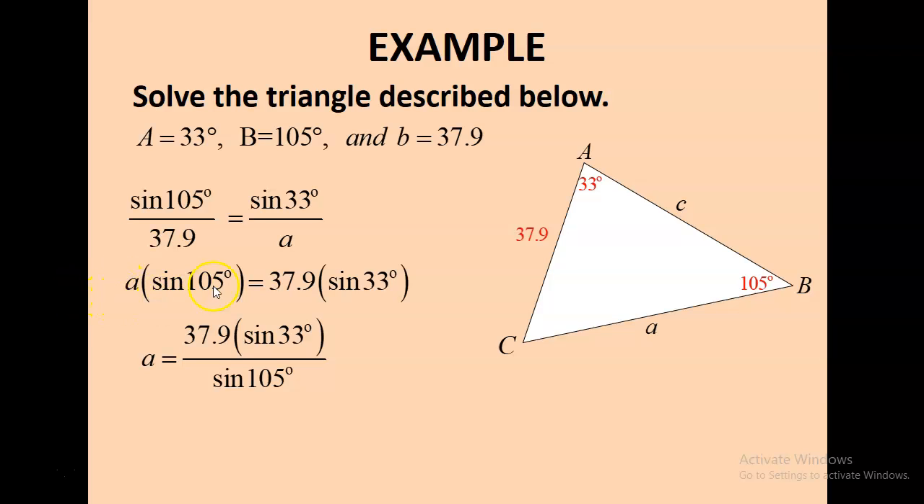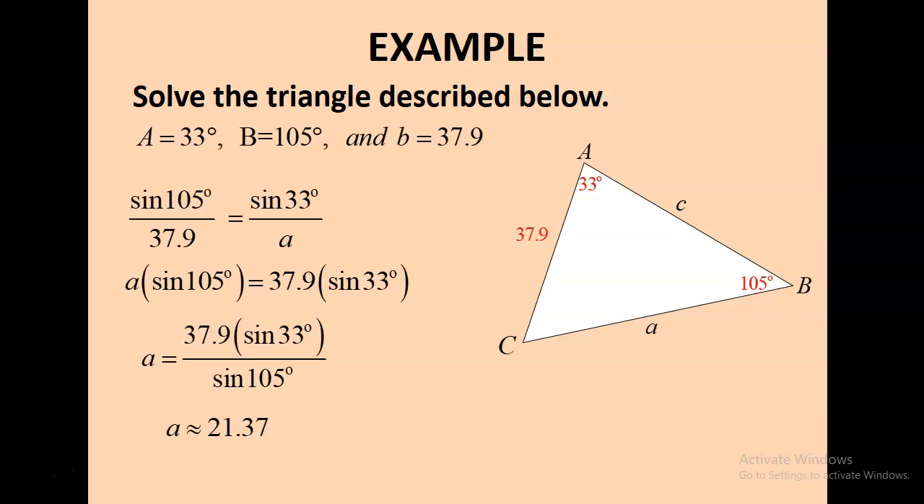In other words, I just divided off this side and came over here and divided to this side. So the length of side A is equal to 37.9 times the sine of 33, all divided by the sine of 105. You can just punch that in your calculator, of course, making sure you're in degree mode, and you should get that the length of side A is 21.37.